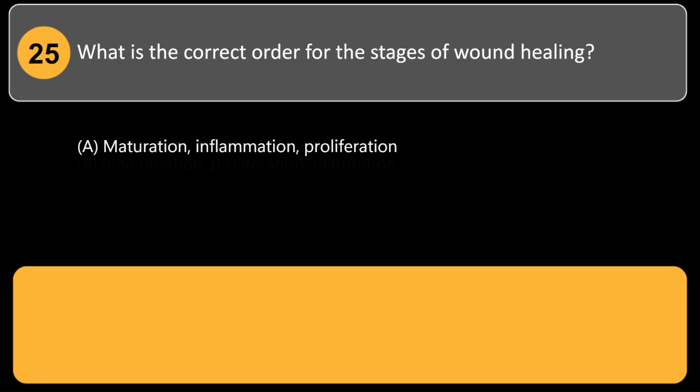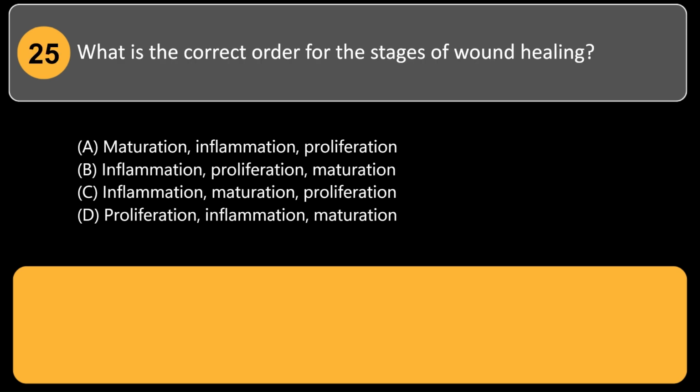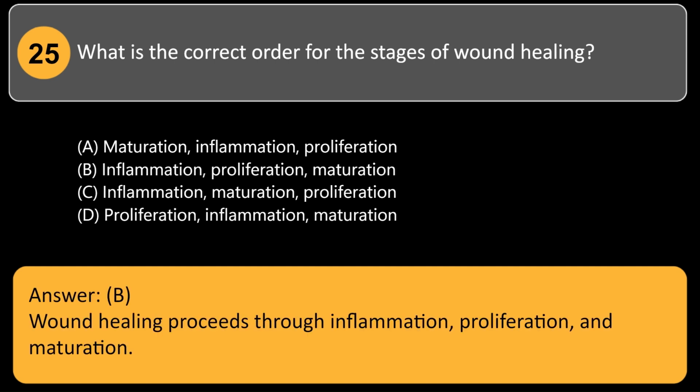What is the correct order for the stages of wound healing? A. Maturation, inflammation, proliferation. B. Inflammation, proliferation, maturation. C. Inflammation, maturation, proliferation. D. Proliferation, inflammation, maturation. Answer, B. Wound healing proceeds through inflammation, proliferation, and maturation.